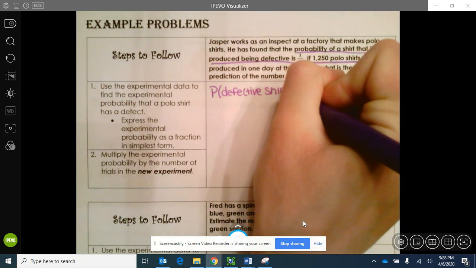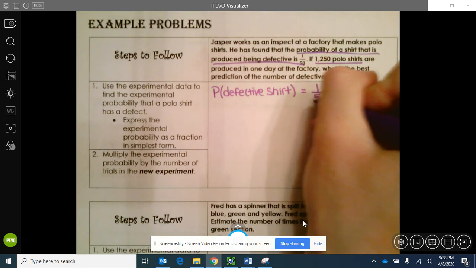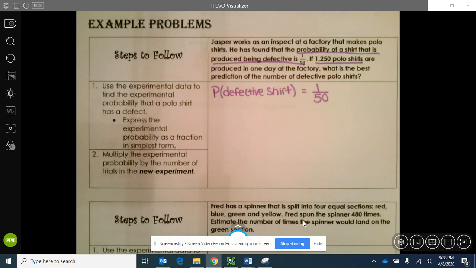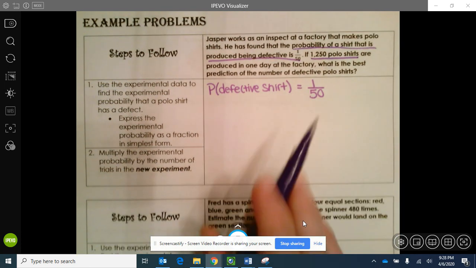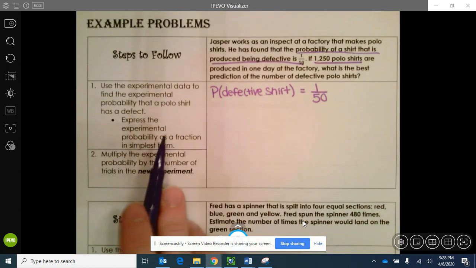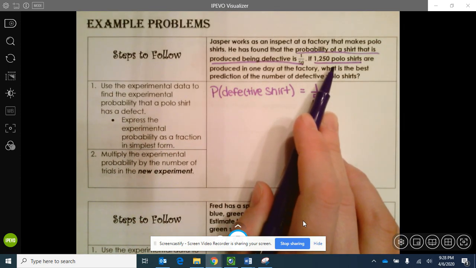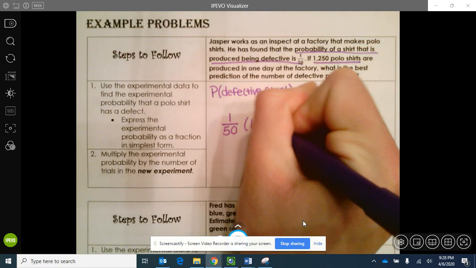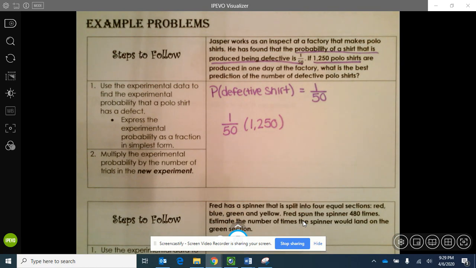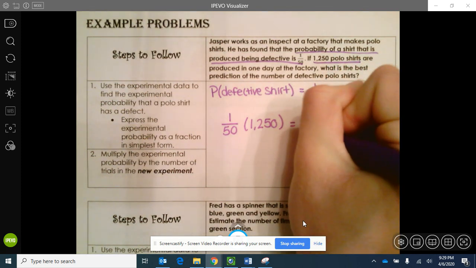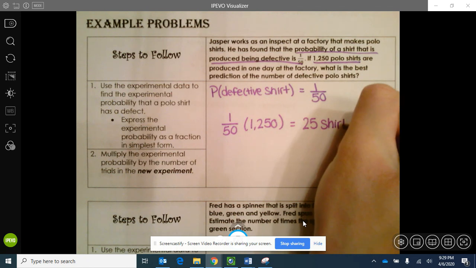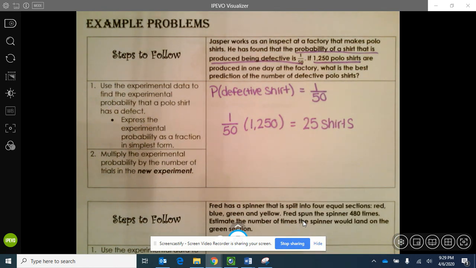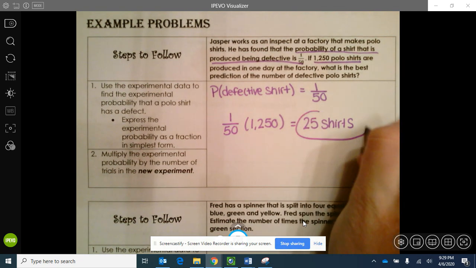So our probability of a shirt being defective is 1/50. That's given to us in the problem. Then our next step would be to take this experimental probability and multiply it by the new total number of outcomes, which is 1,250. So I'm going to take 1/50 and multiply it by 1,250. When I do that, I will get 25. So that means out of the next 1,250 shirts that are produced, you could expect about 25 shirts to be defective.